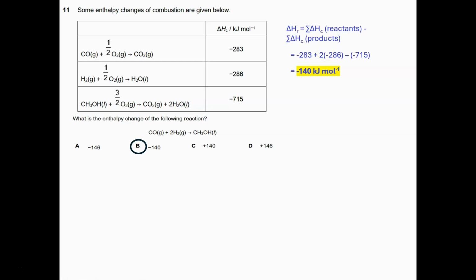So something that is related, if the question didn't give you enthalpy change of combustion but gave you enthalpy change of formation, you can apply a very similar equation, which is that enthalpy change of reaction is the sum of the enthalpy change of formation for products minus the sum of enthalpy change of formation for the reactants.